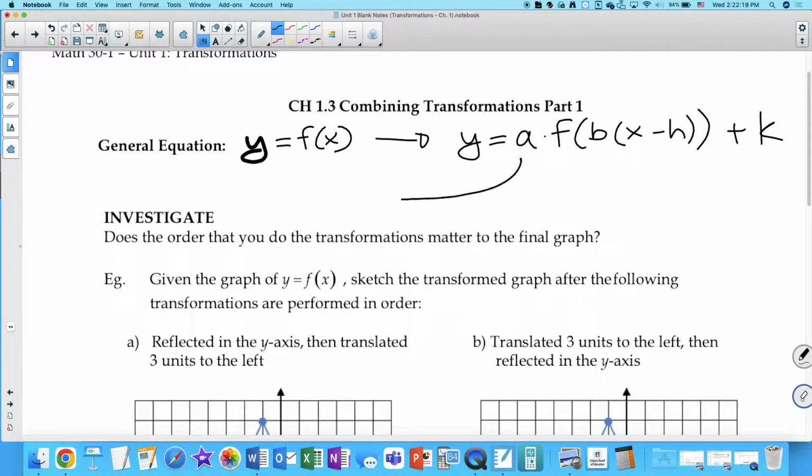What does a tell us about? Yes, so the absolute value of a is the vertical stretch factor. The vertical stretch factor is going to equal the absolute value of a. And if a is less than 0, there's also a reflection.